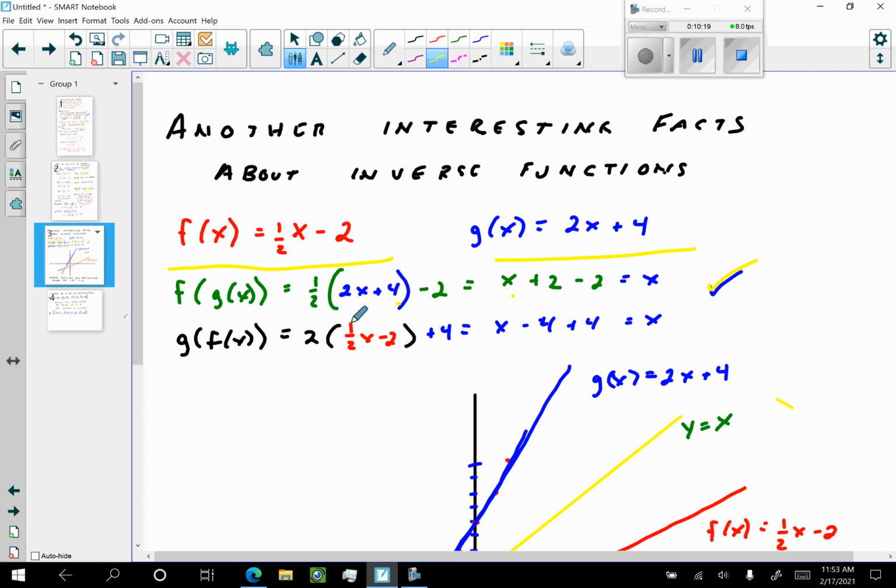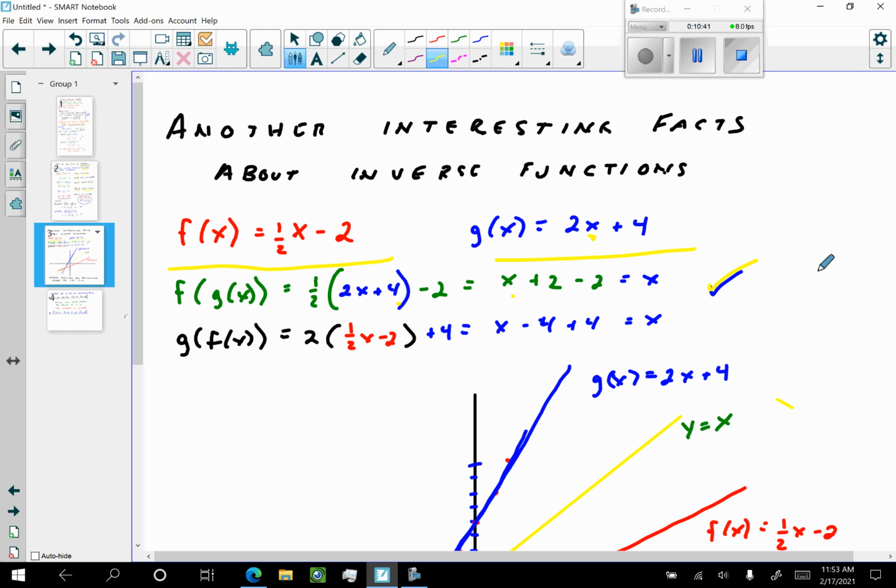g of f of x. Wherever I see x in g, I'm going to put f. 2 times 1/2 x is x. 2 times negative 2 is negative 4. And so I have x minus 4 plus 4, which is equal to x.